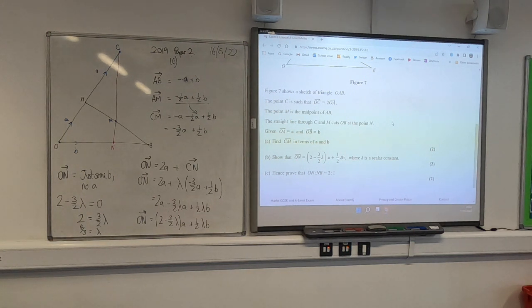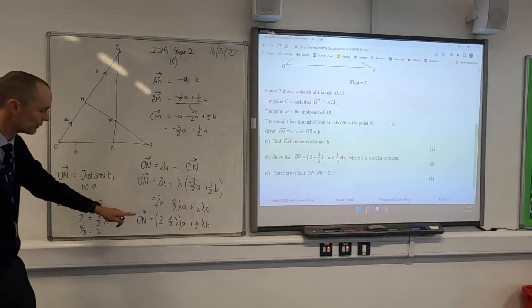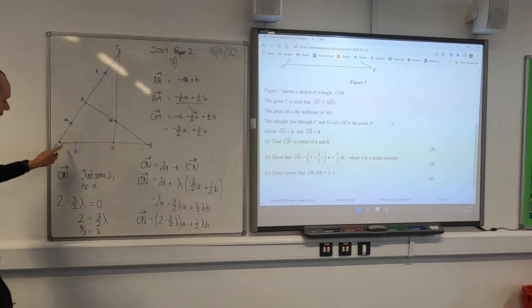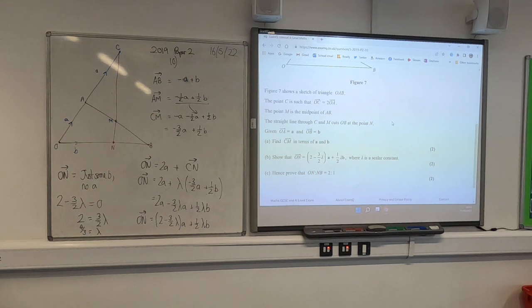So we get lambda's 4/3. Because I know that I worked out how to get from O to N, that's the circuitous route, but I know that that's the same as this journey here, and this journey here doesn't involve any a's, so that's got to be 0. So how am I going to finish it off, Aidan? What do I now do? Outside it. So the O to N.